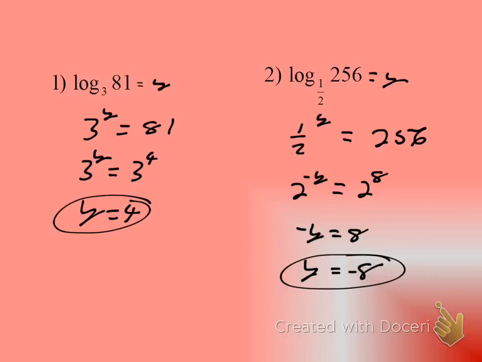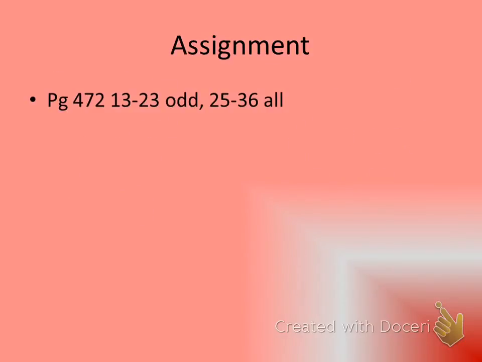And that's the end of the lesson for this, guys. Like I said, that switching is the most important thing from the lesson. Hopefully that went well. So you have page 472, 13 through 23 odds, and then 25 through 36 all.